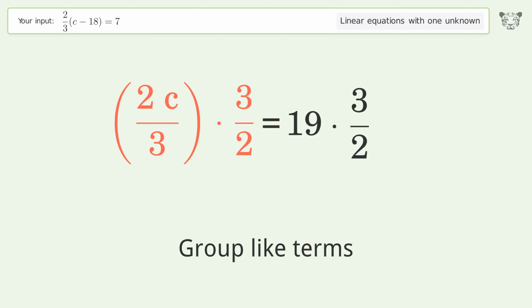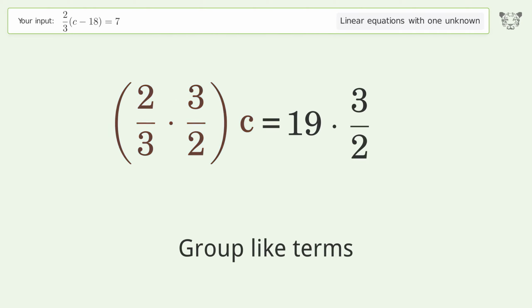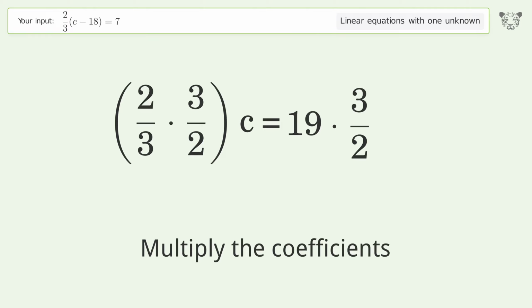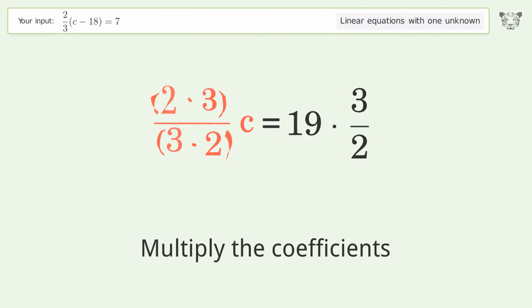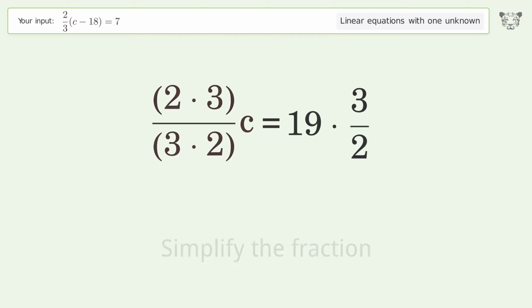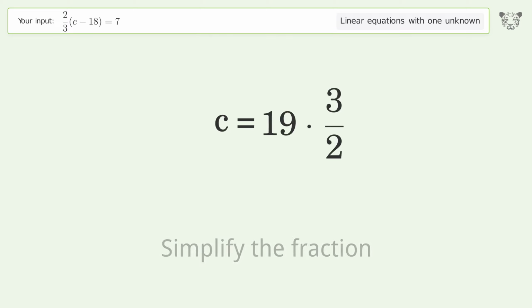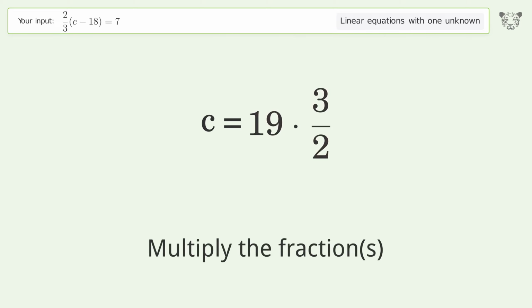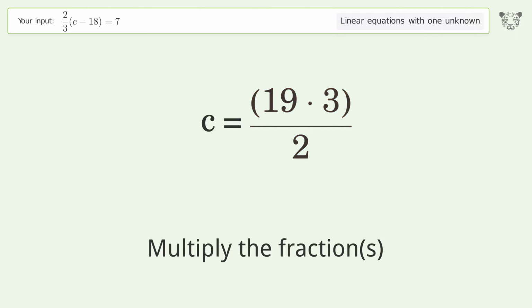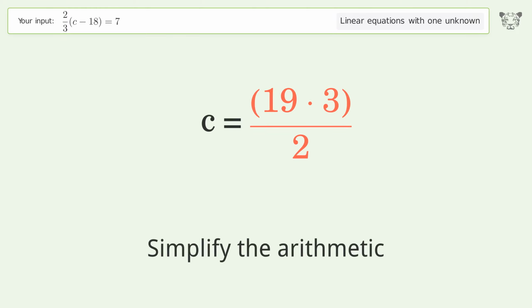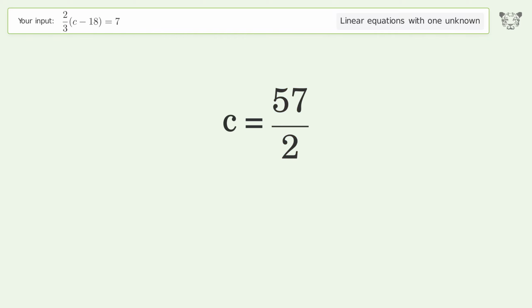Group like terms. Multiply the coefficients. Simplify the fraction. Multiply the fractions. Simplify the arithmetic. And so the final result is c equals 57/2.